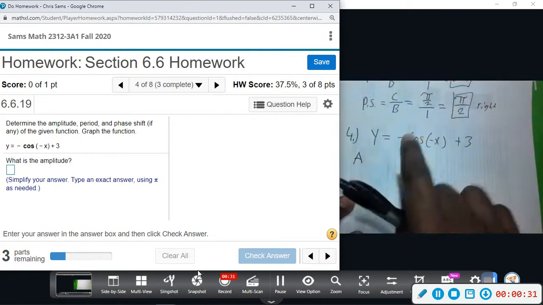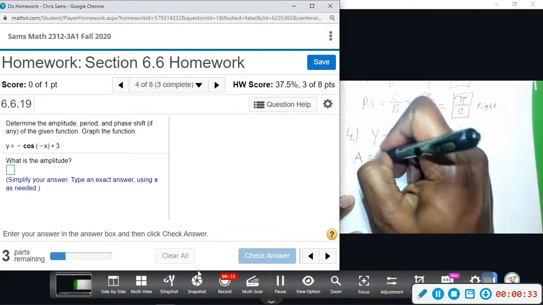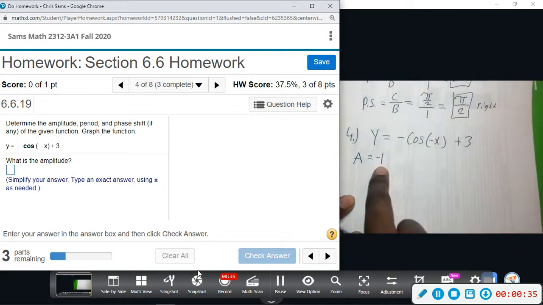Amplitude, number out front is a negative 1. So amplitude is just 1. I don't know if they want the negative or not. We'll see.